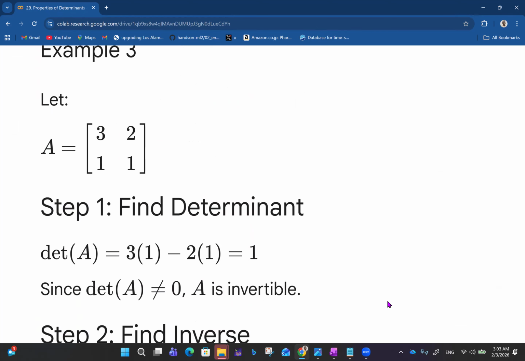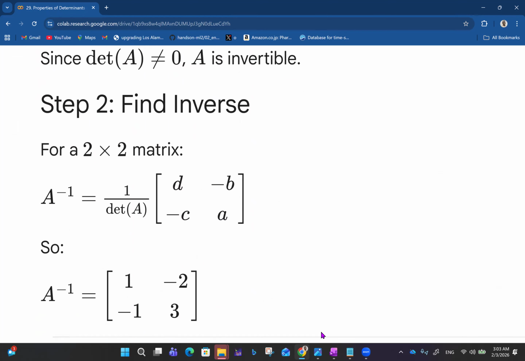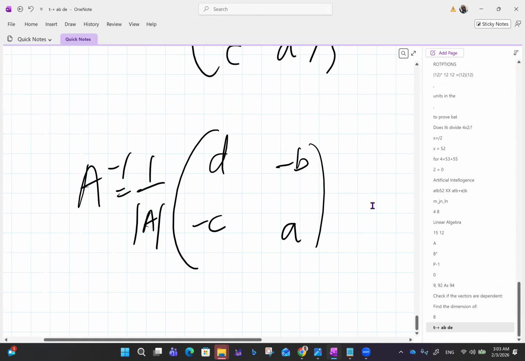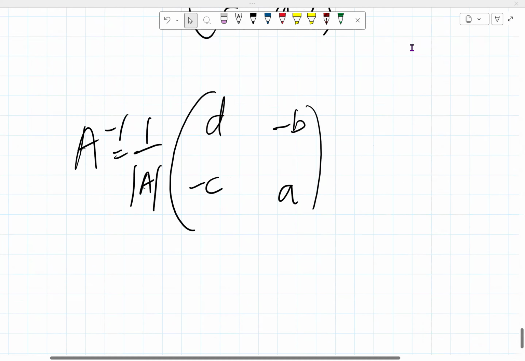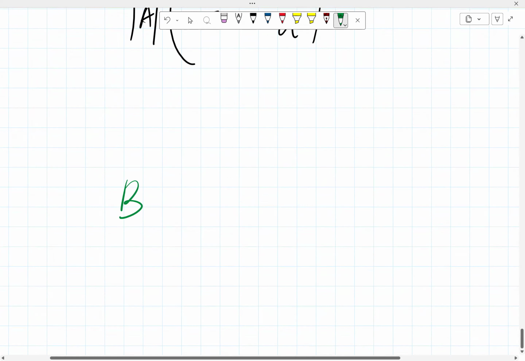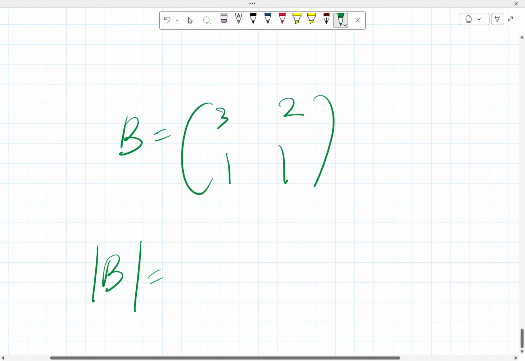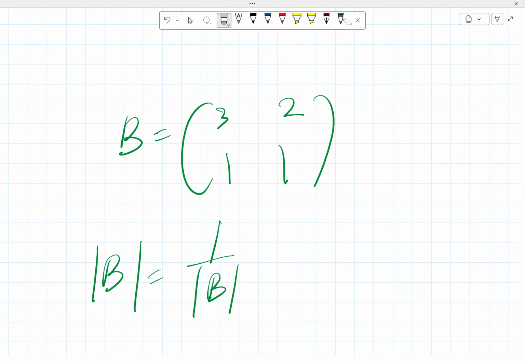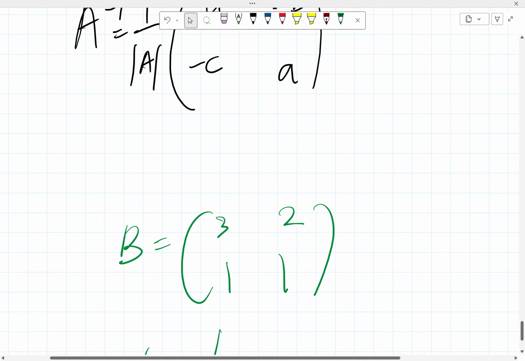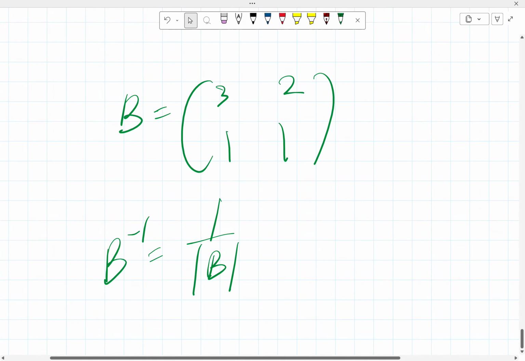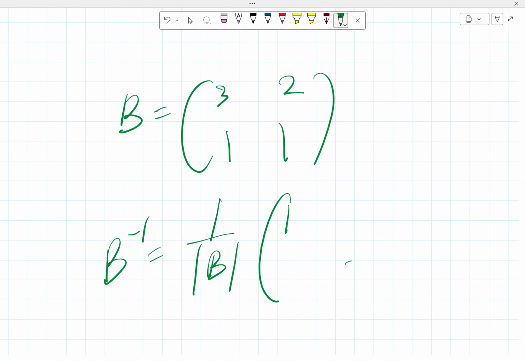So we have 3 2 1 1. Let me work that out so that you can understand. Let's say we have B is 3 2 1 1. So B inverse is 1 over the determinant of B into 3 and 1 now. So 1 comes here, 3 comes here. For 2 you have minus 2, you have minus 1, and that's it.